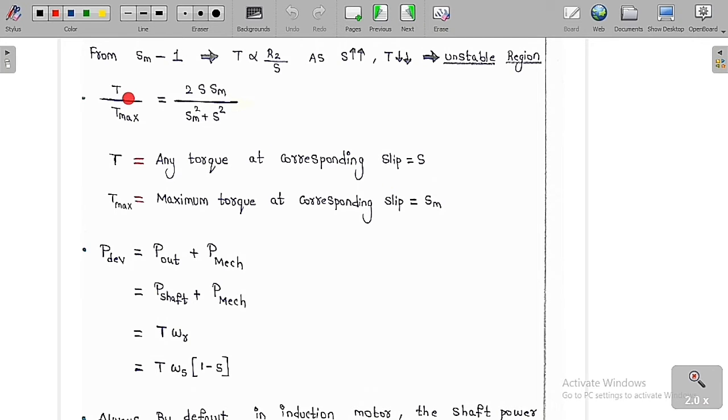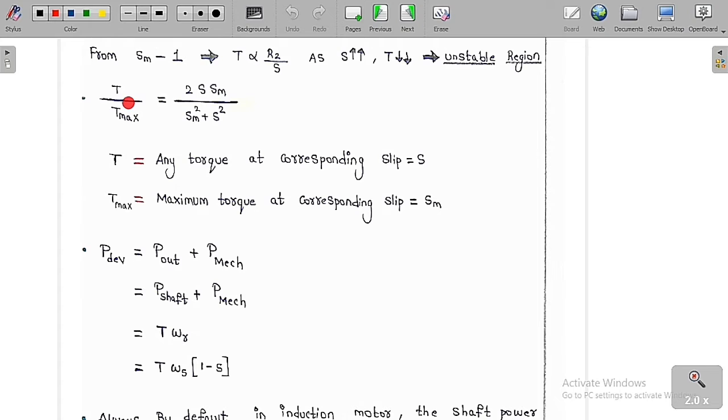So you can take any torque at any slip. You can take either the starting torque or the full load torque, but you have to take the corresponding slip also. Starting torque means you have to take the starting slip. If you take full load torque, you have to take the corresponding full load slip. If you take any other torque, you have to take that corresponding slip.